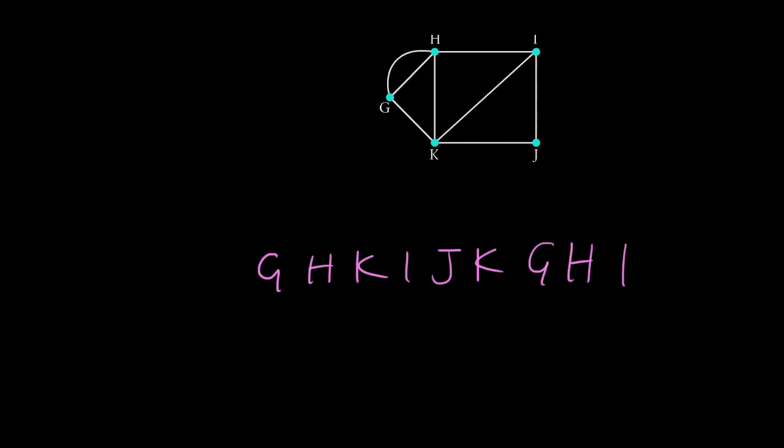For the same semi-Eulerian graph, we can also start from G and end at I using another route. So we can do G, K, H, G, H, I, K, J, and then we end at I.